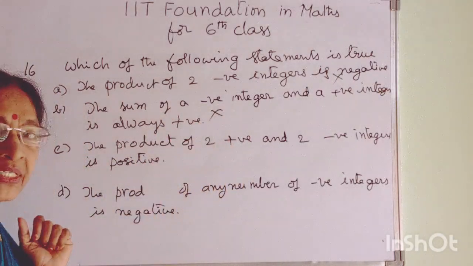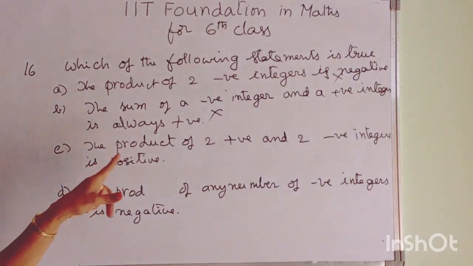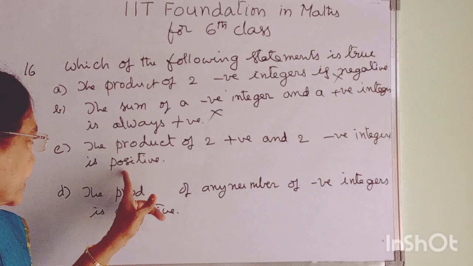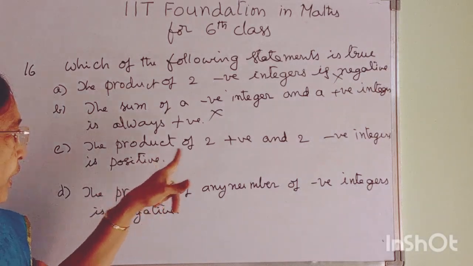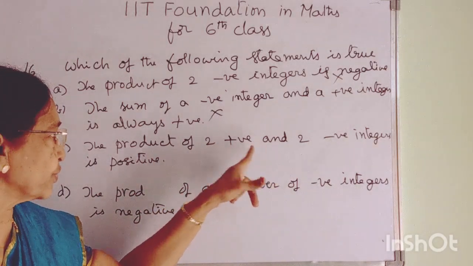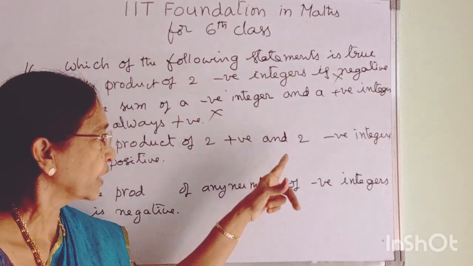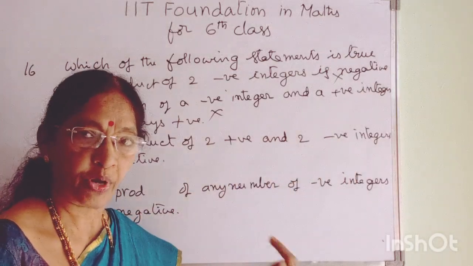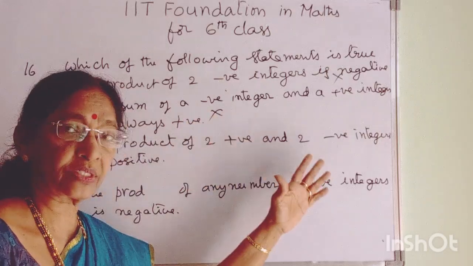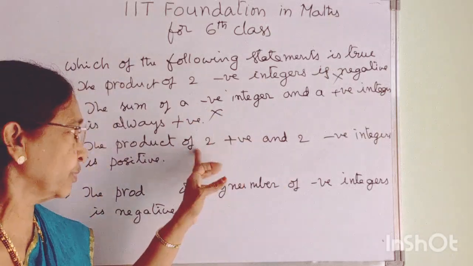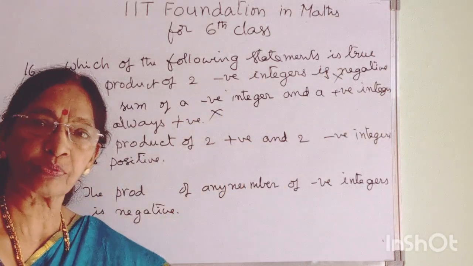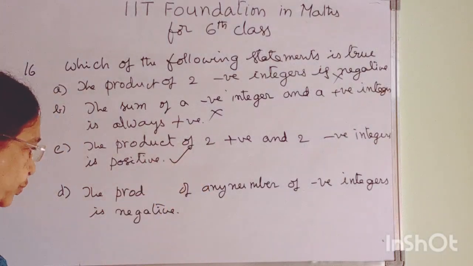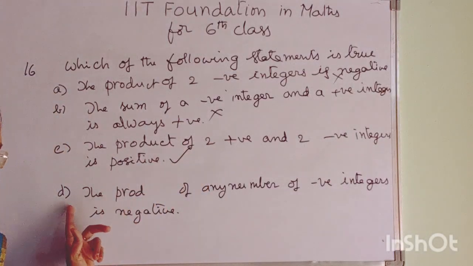This statement is also wrong. Next, the product of two positive and two negative integers is positive. The product of two positive integers is positive, and the product of two negative integers is also positive. Therefore, the product of two positive and two negative integers is positive. It is correct, true. Let us see that last one also.